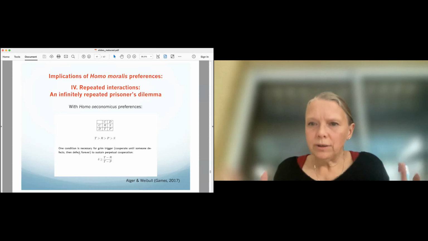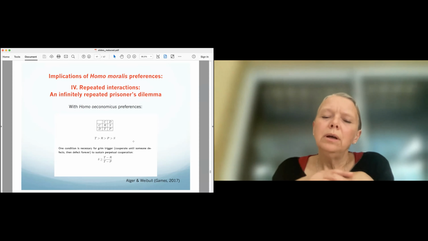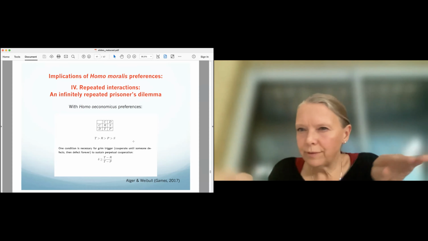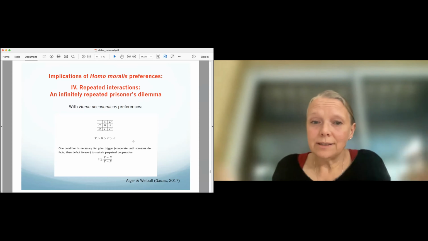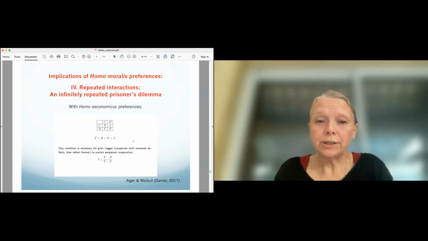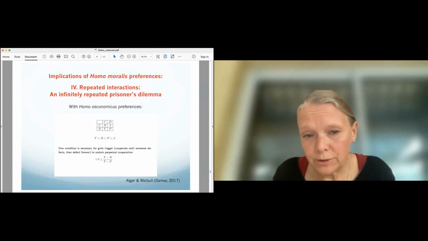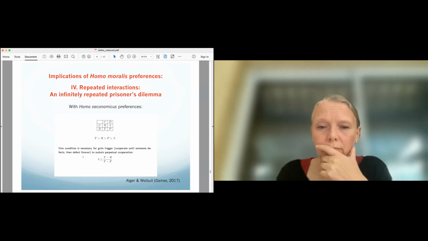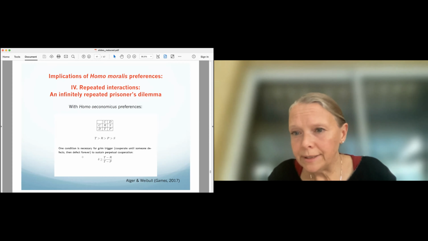I look here only at the grim trigger strategy. That is, cooperate until someone defects, then defect forever. This strategy can sustain perpetual cooperation if players are sufficiently patient, where delta here is the discount factor. Do you know about this result, the folk theorem from the 1980s?